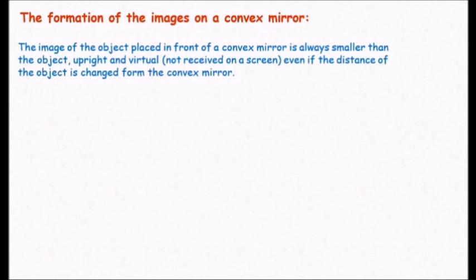And now let's talk about the formation of image through a convex mirror. In convex mirror, whatever the position of the object, the image will form with properties which are smaller than the object, upright and virtual, and it's formed behind the mirror. So whatever the position of the object, the position of the image is constant and the properties of the image are constant.